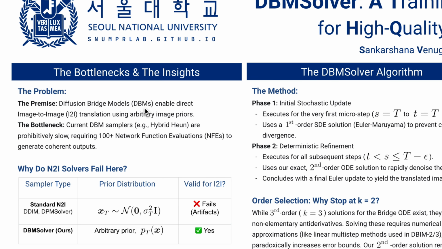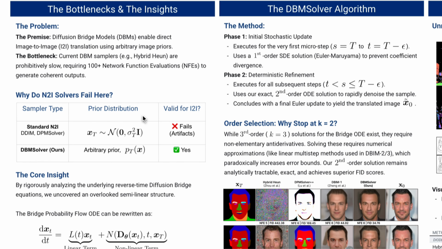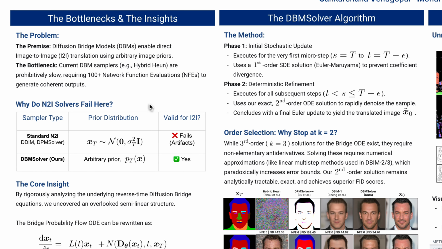Instead of starting from pure Gaussian noise, like standard diffusion models, they build a bridge directly between two arbitrary image distributions, exactly what translation needs. But there's a catch. They're very slow. State-of-the-art DBM samplers need over 100 network evaluations to produce a coherent image. The hybrid Heun sampler takes 119. That's a real barrier to using these models in practice.